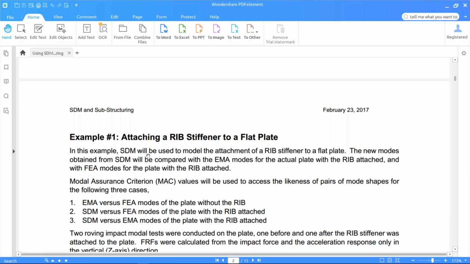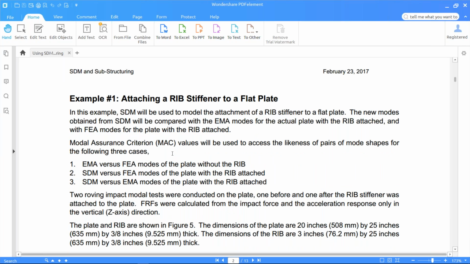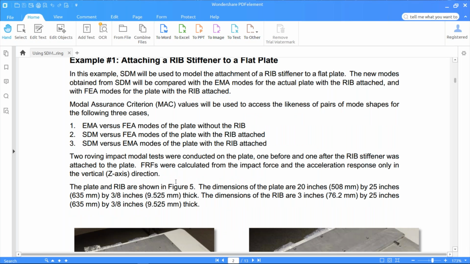Today, let's start with example number one, attaching a rib stiffener to a flat aluminum plate. And then we're going to look at three different cases here. EMA, the experimental data, versus the FEA modes of the plate without the rib. Then we're going to look at SDM versus the FEA modes of the plate with the rib attached. And finally, we're going to look at SDM versus EMA, or the experimental results of the plate with the rib attached. So we're going to look at these three different cases here today.